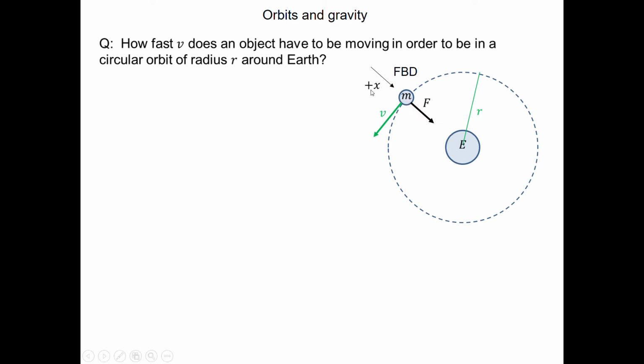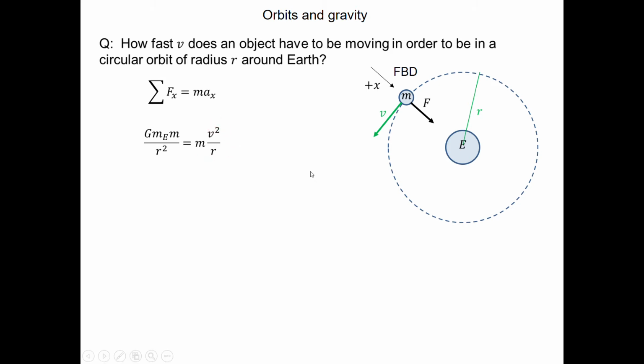It's in uniform circular motion, so I chose plus x to be toward Earth. Now I'm going to write down the sum of the force x components equals m times ax. The left-hand side is just Newton's law of gravitation: G times the mass of the Earth, times the mass of the object, divided by the radius of the orbit squared. And the other side is the m ax, and ax is nothing but v squared over r because we chose plus x to be toward the center of the circle. So that's m times ax, and that's equal to v squared over r.